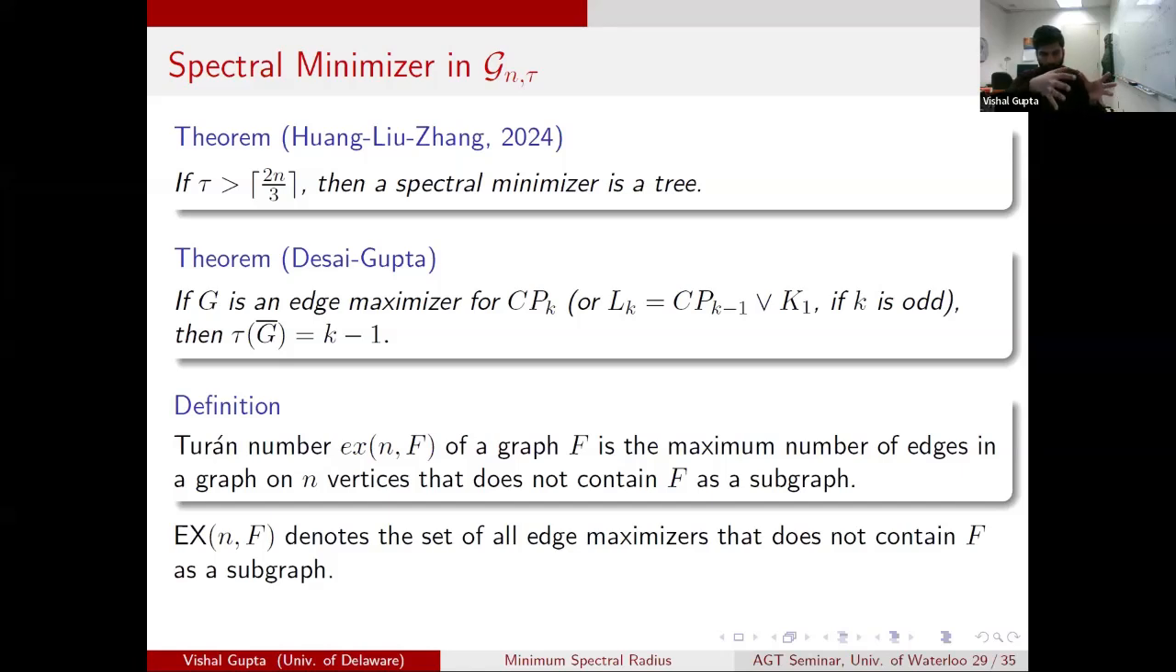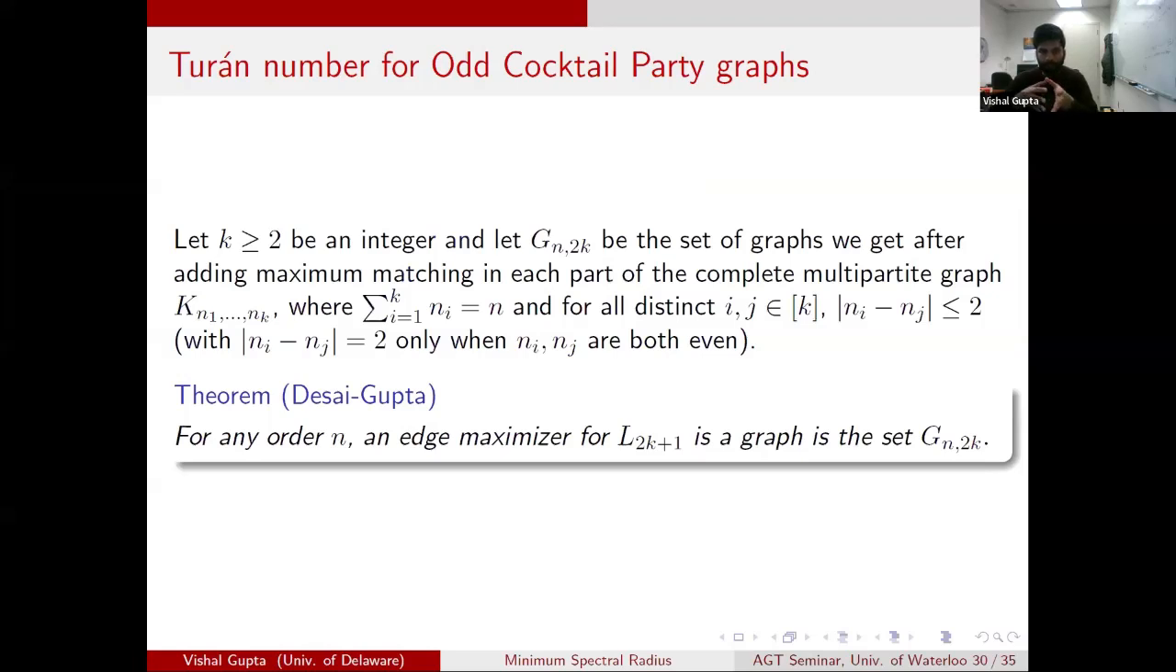So basically now we change the problem from spectrum minimizers to edge minimizers, and then edge minimizer to edge maximizer for the complement graph, with the condition that it does not contain a cocktail party graph or an odd cocktail party graph. So basically it makes a connection with the Turan type problem where we fix a graph F or a family of graphs, and the problem is to find the Turan number, which is the maximum number of edges in a graph on n vertices that does not contain this fixed graph as a subgraph. And we denote this by small ex, and the graph that attains this number of edges is denoted by capital Ex. Okay, so now our problem changed from spectral minimizer to finding the Turan number for the odd cocktail party graph.